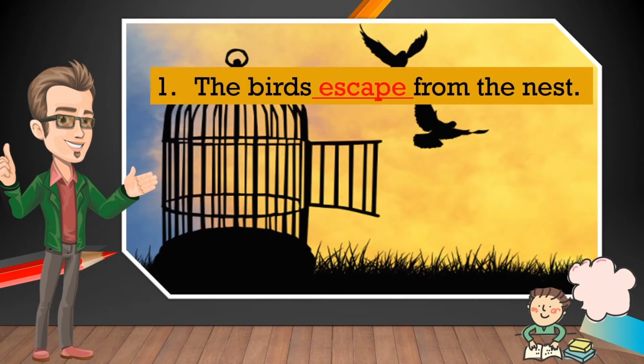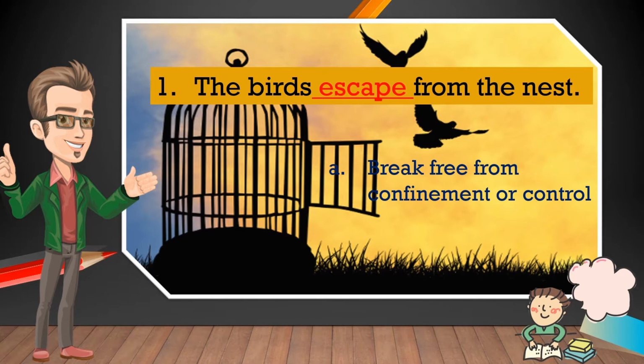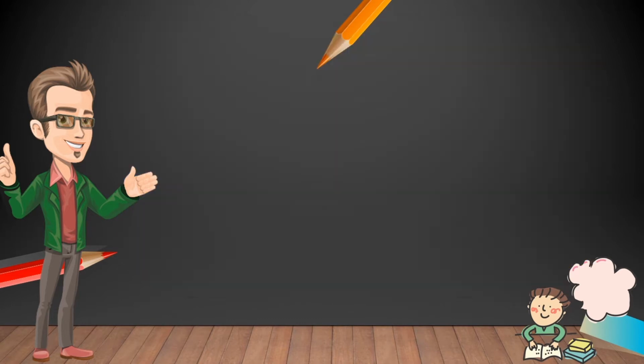Number 3. The birds escape from the nest. The word escape means A. Break free from confinement and control. B. To be quarantined. What is your answer? The word escape means correct. Break free from confinement or control.